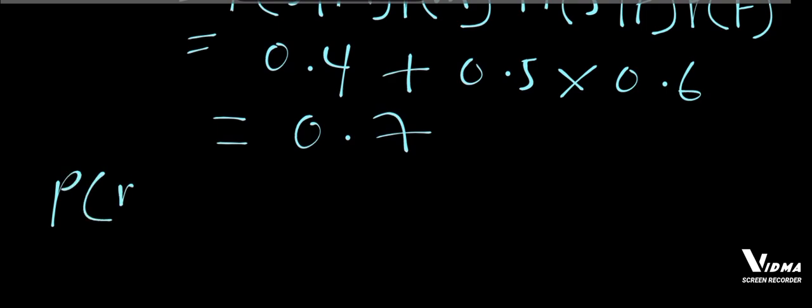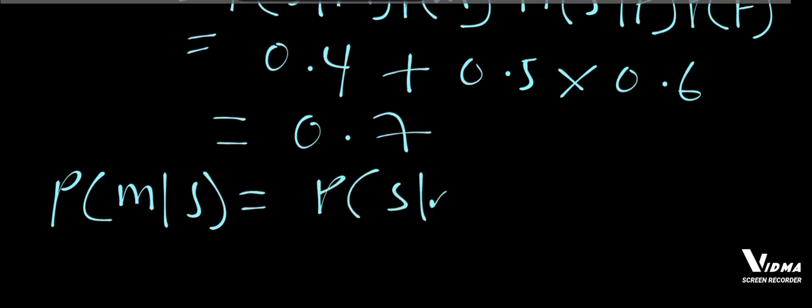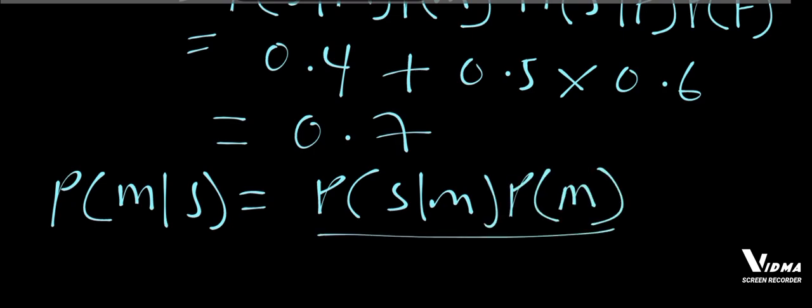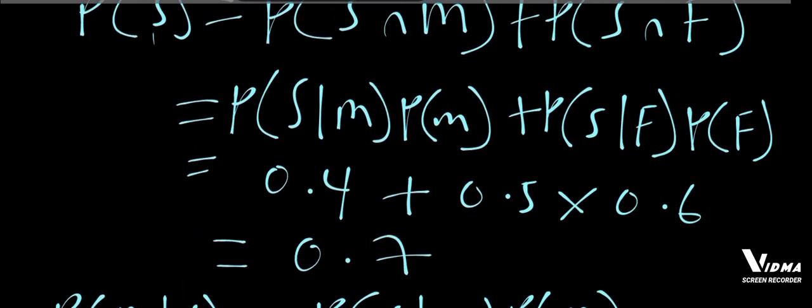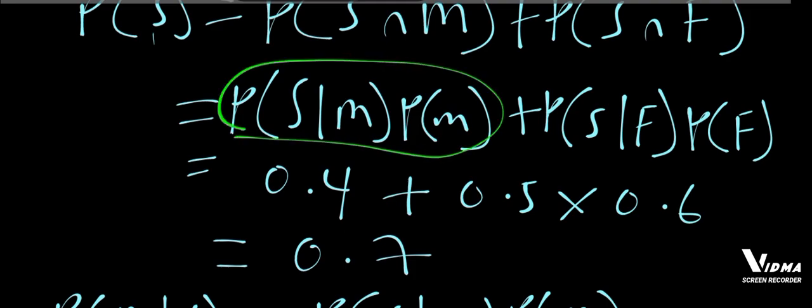And the next question was the probability that you are male given he has short hair, and this is just P of S given M times P of M over P of S. And we've already found P of S given M times P of M. We can see it here as 0.4. So we don't need to struggle to solve again.